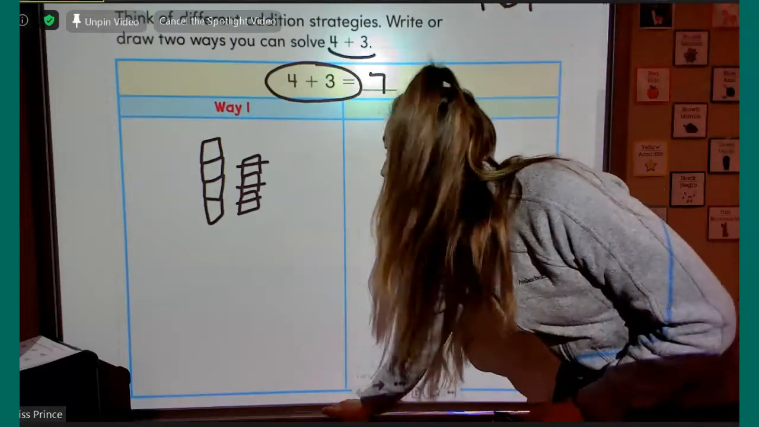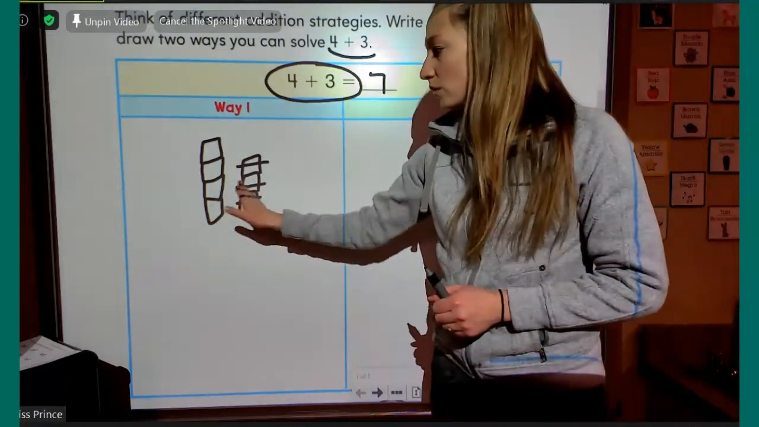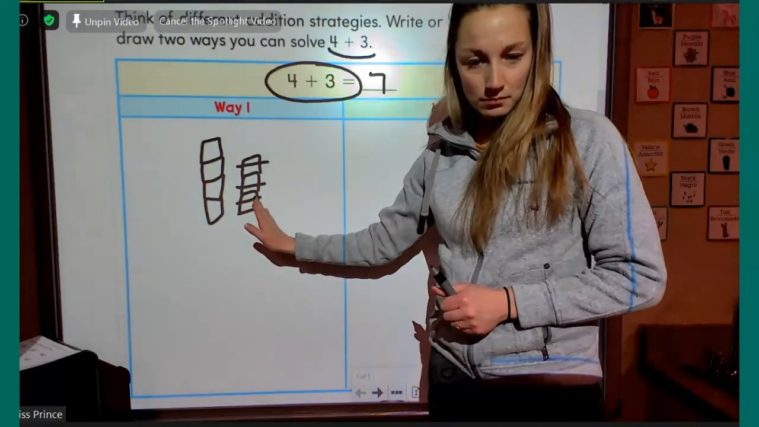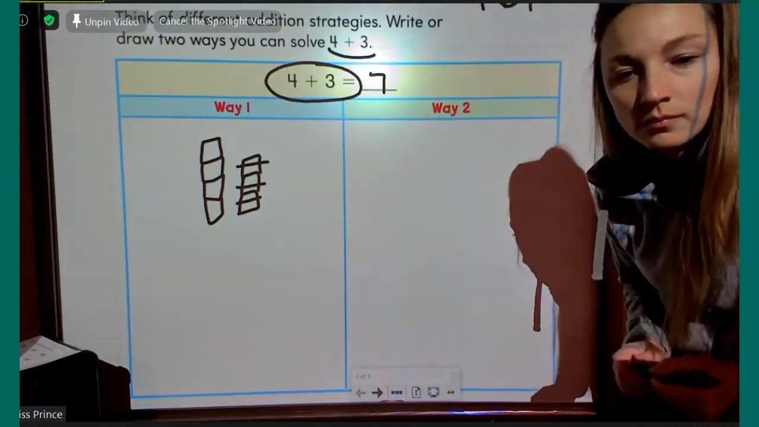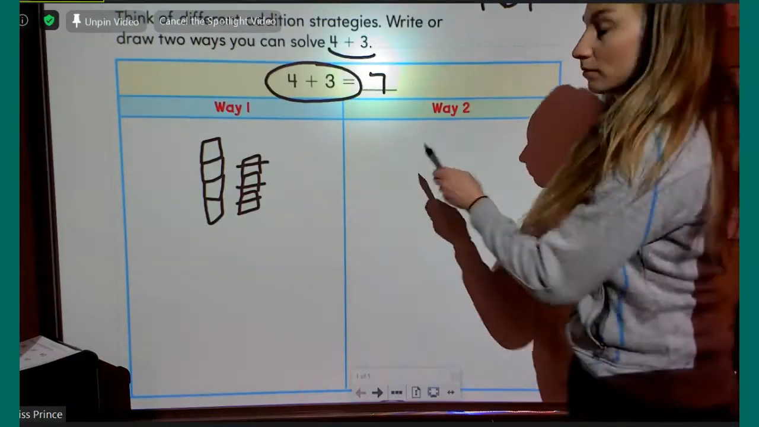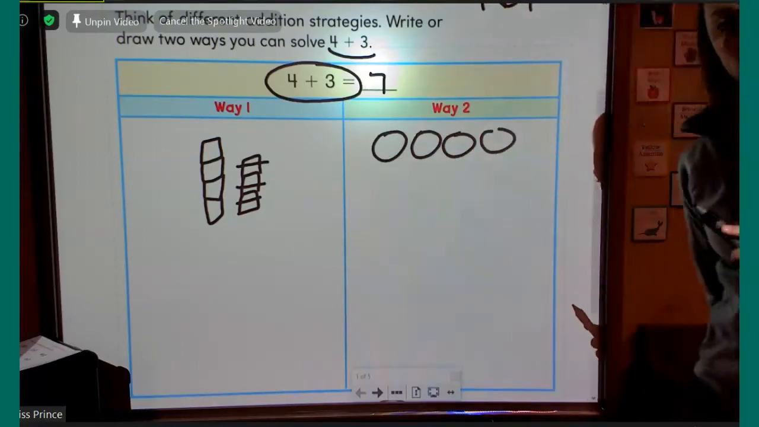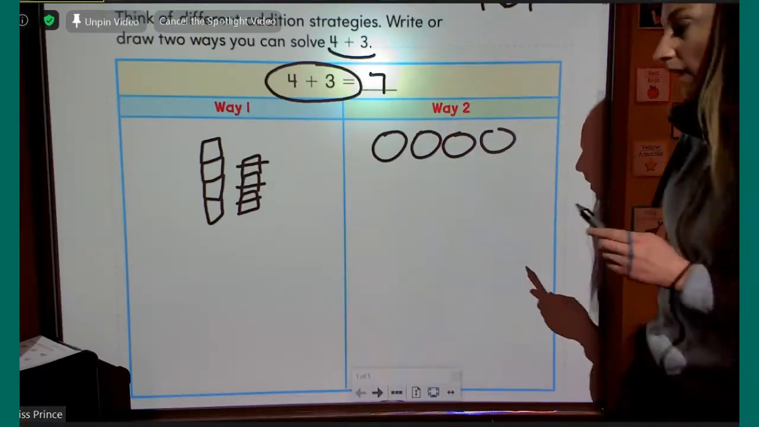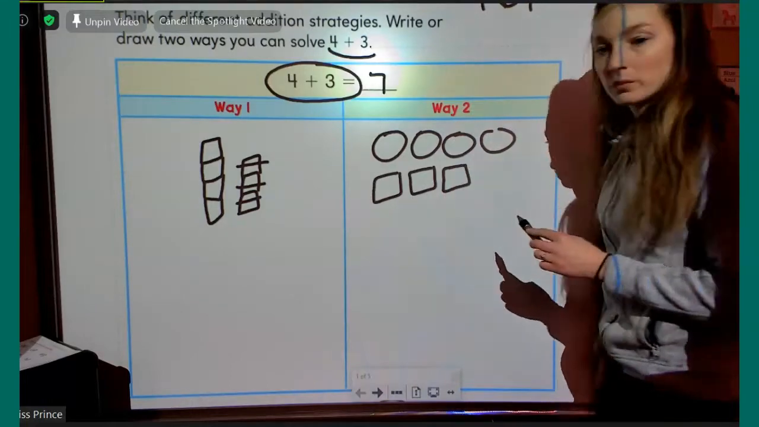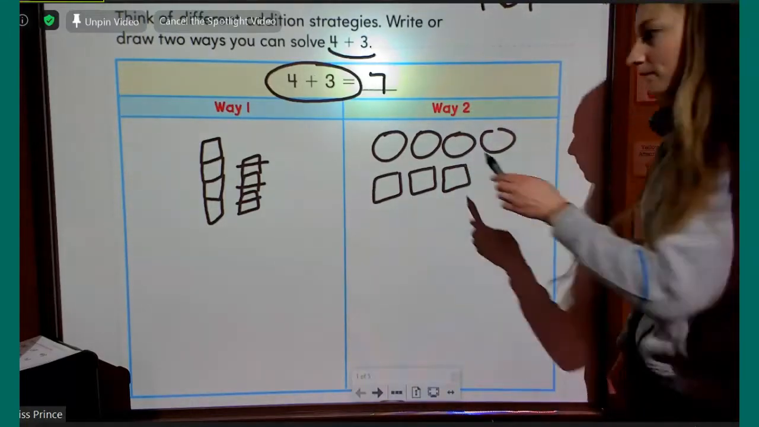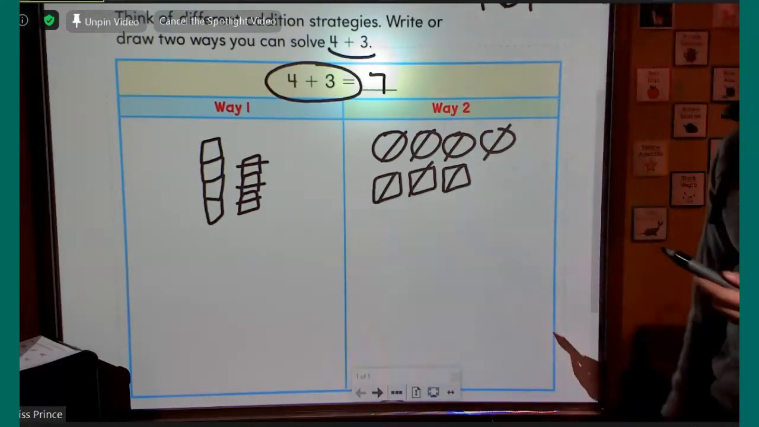What's your other way? Do we have to draw 2 columns right here? No. What else could we draw to help us figure out this problem? Can we do small circles? I like that idea. 1, 2, 3, 4. And then 3 squares. Hey, that's a good idea. 1, 2, 3. And then we would just add them all up, right? Yeah. 1, 2, 3, 4, 5, 6, 7. This is another way to do it.